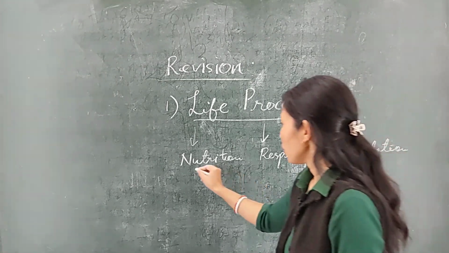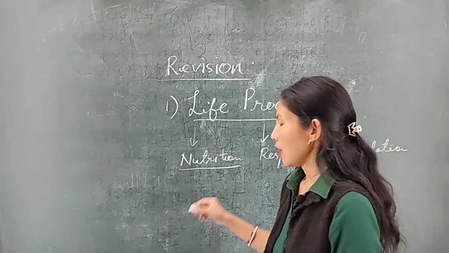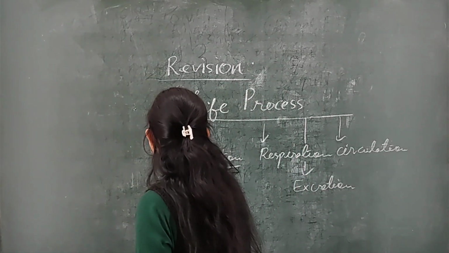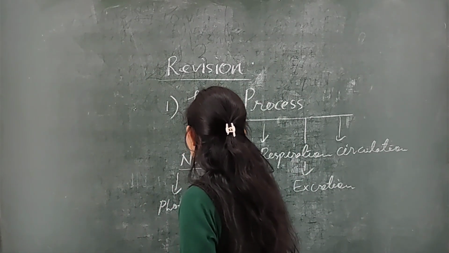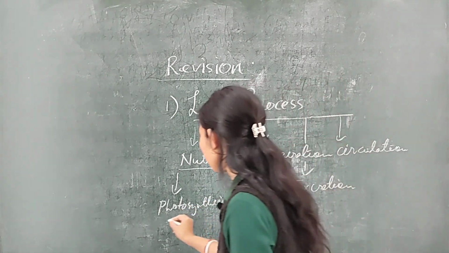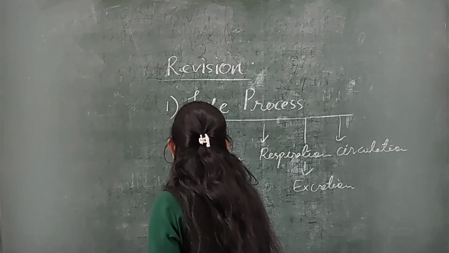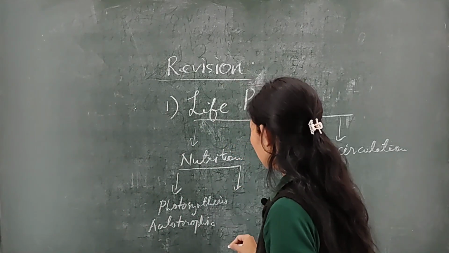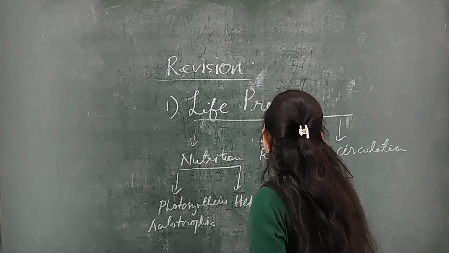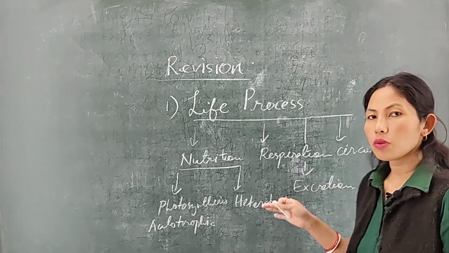All right. So first of all, under nutrition, you need to understand plant nutrition as well as animal nutrition or human nutrition. Under plant nutrition, definitely you need to study the process of photosynthesis, which is the autotrophic mode of nutrition, and the other one is heterotrophic nutrition. So part by part, you need to focus on each of these topics.